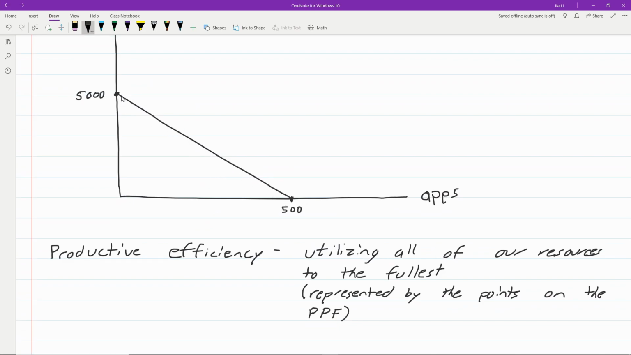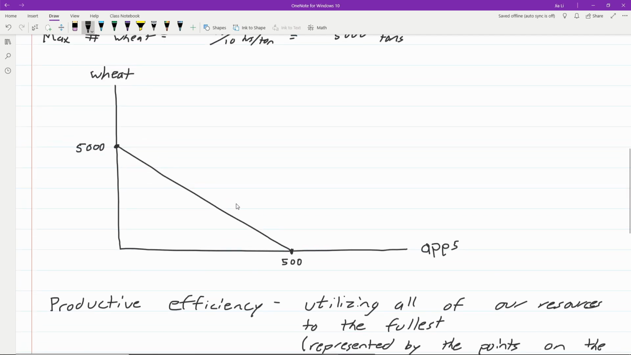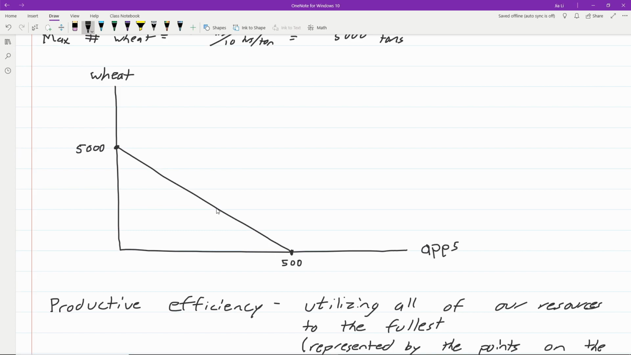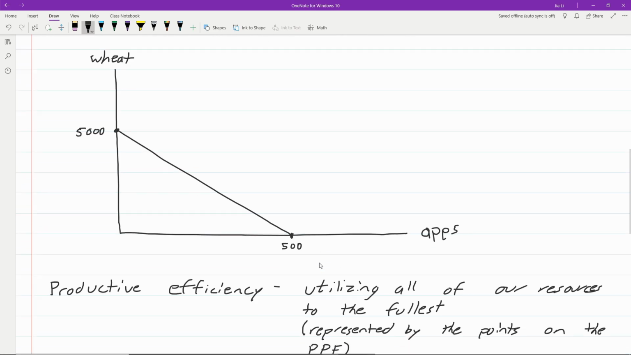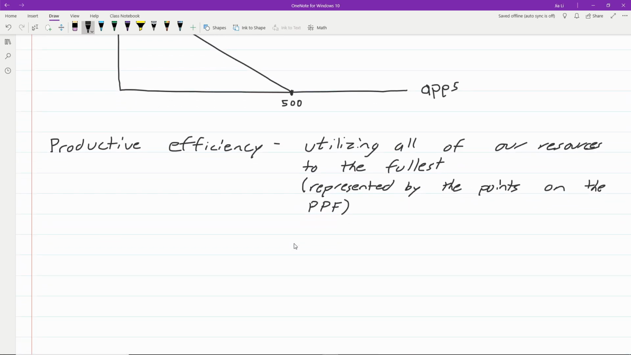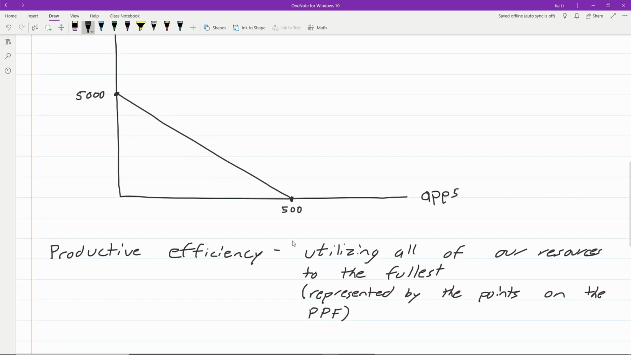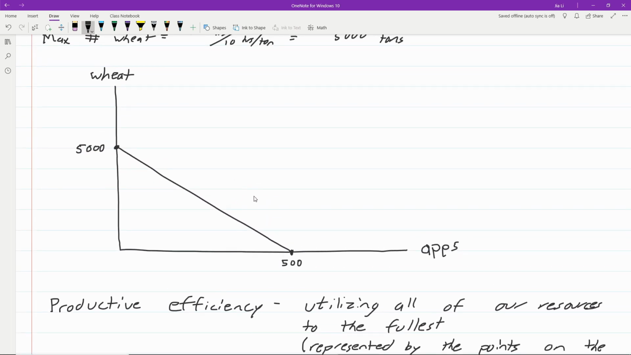which basically just means, do we have any leftover labor, for example, not doing anything, not producing either of these goods? And if the answer to that is no, then we are being efficient from a productive point of view anyway.